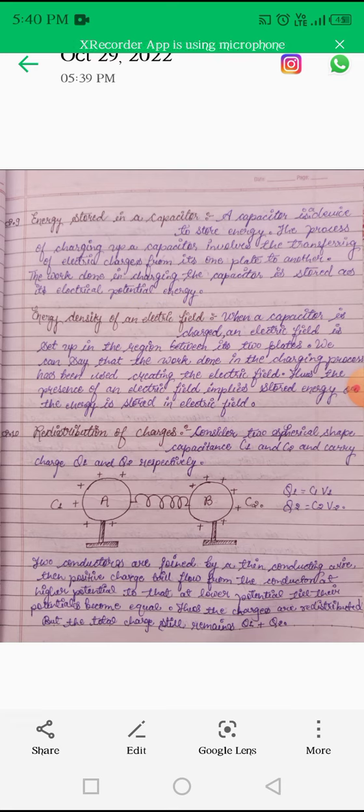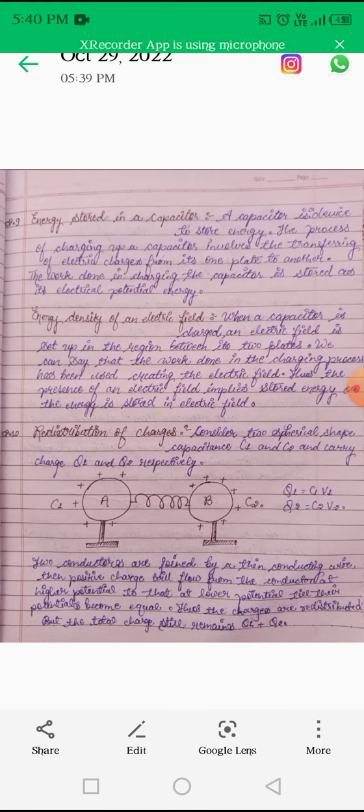The process of charging up a capacitor involves the transferring of electric charge from one plate to another. The work done in charging the capacitor is stored as its electrical potential energy. Energy density of an electric field.